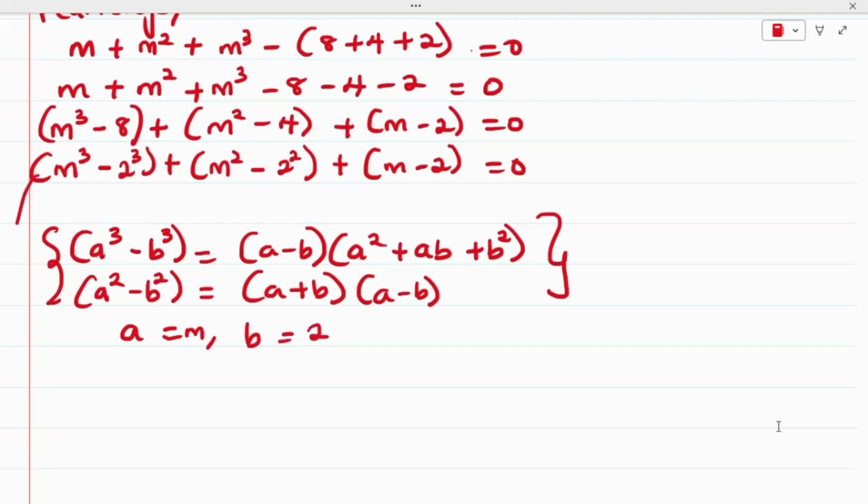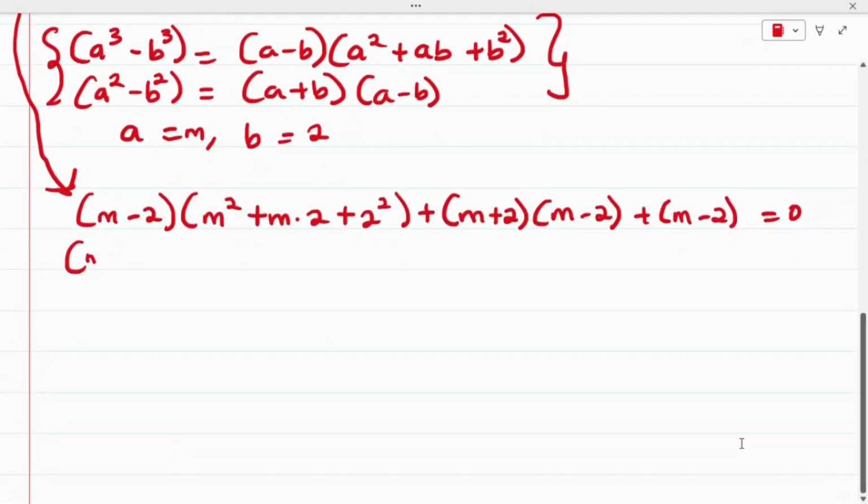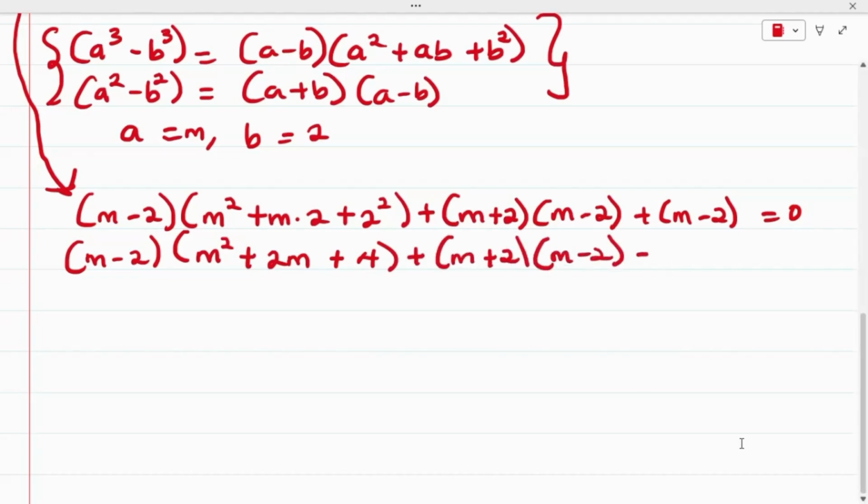So hence from this point up to this point we have this to be m minus 2 multiply m squared plus m multiply 2 plus 2 squared, plus we have m plus 2 multiply m minus 2, plus m minus 2, and this is equal to 0. So from here we have m minus 2 multiply m squared plus 2m plus 4, plus m plus 2 multiply m minus 2, plus m minus 2, and this is equal to 0. So we want to simply factor out the common term m minus 2.